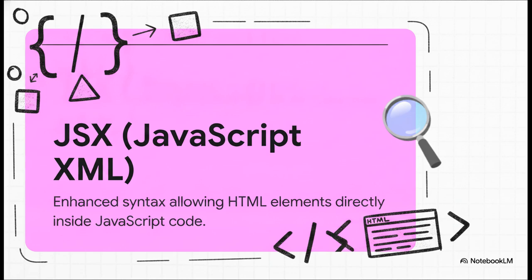Section 2. Translating JSX, the syntactic sugar. Now, writing raw JavaScript to manually create hundreds of HTML elements, that would be an absolute nightmare. The code would be incredibly unreadable. So React solves this with JSX, or JavaScript XML. It's basically syntactic sugar that lets you write what looks exactly like HTML right inside your JavaScript files. It makes UI building feel supernatural.